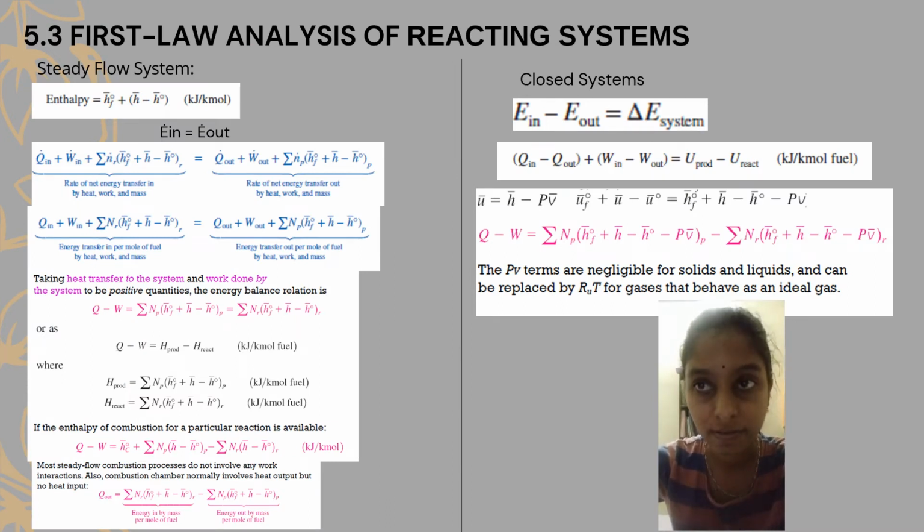The next subtopic is first law analysis of reacting systems for the steady flow system and the closed system. The formulas for the steady flow system and the closed system are shown, and there is also the steady flow system, where energy input is equal to energy output.